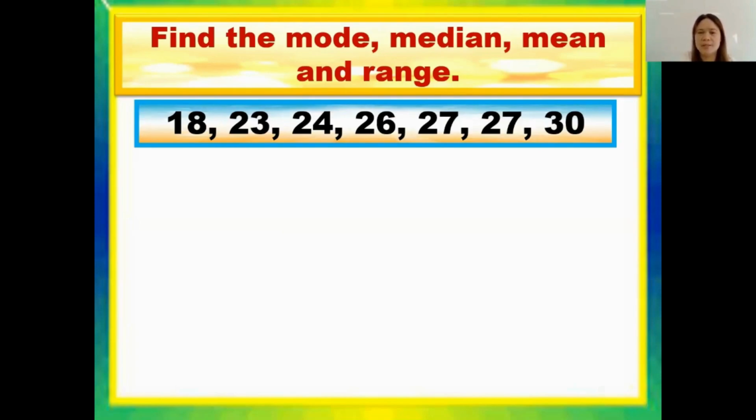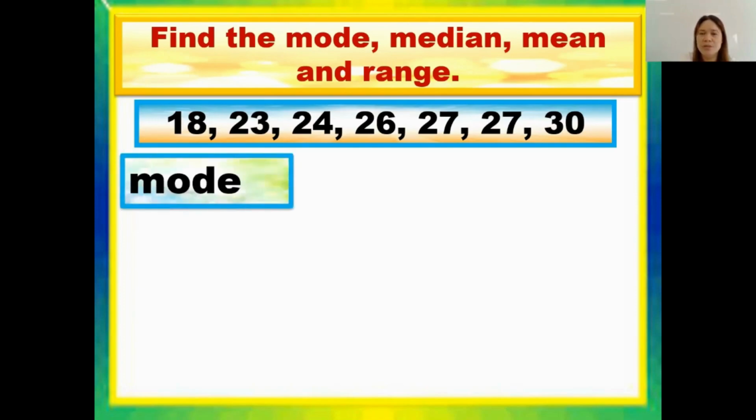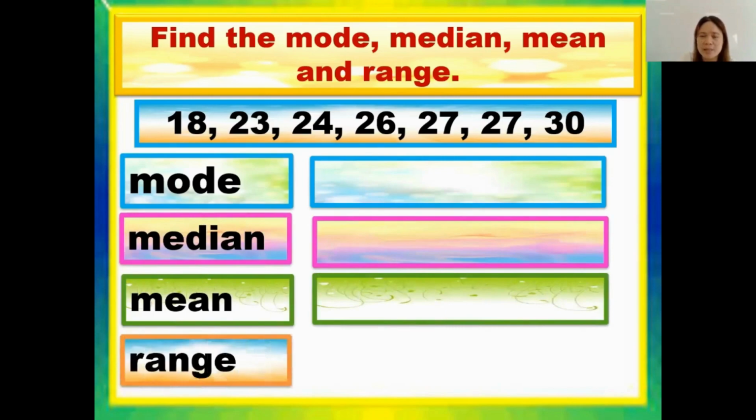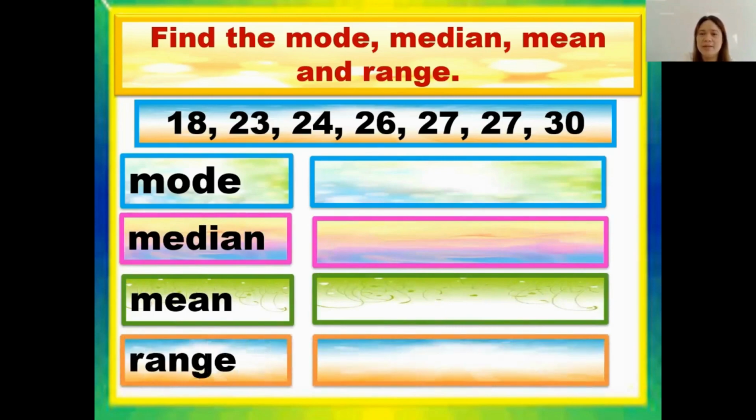You can arrange it from highest to smallest, or from smallest to highest. So as you can see, the values are already arranged from smallest to largest. So we can simply find the mode, what is the most common value that you can find in this set of data. You can see that 27 appears two times, more than the other numbers. So the mode for this data is 27.